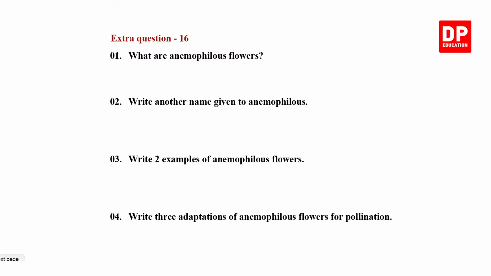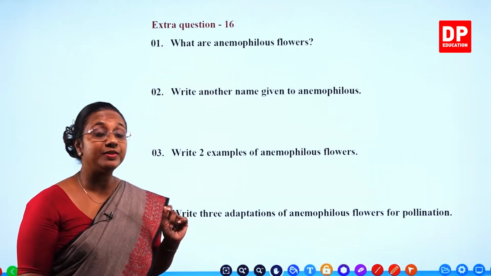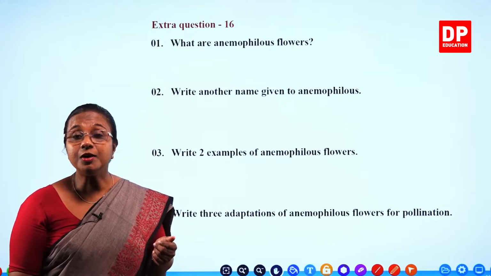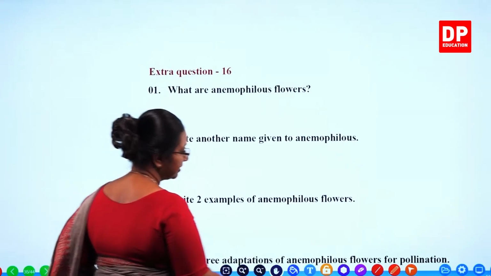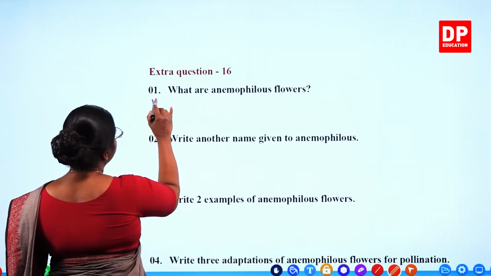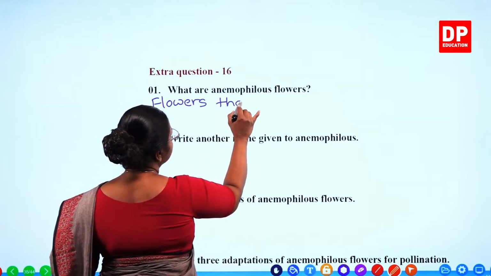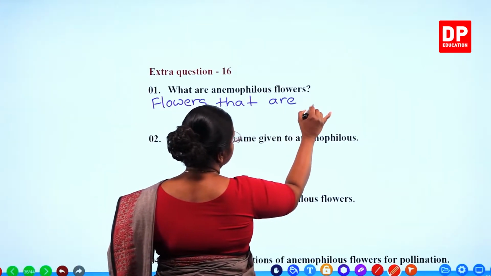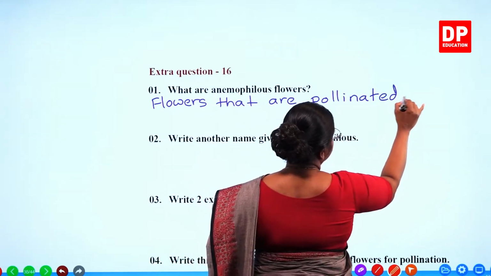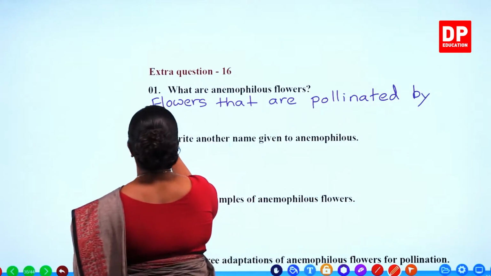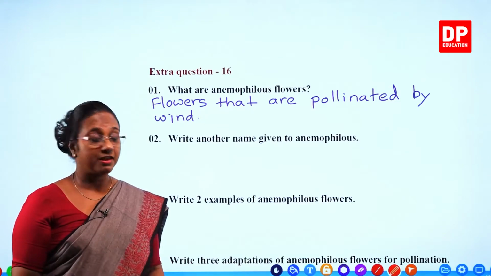Extra question 60. What are Anemophilous flowers? Flowers that are pollinated by wind. So here, if we write the answer, flowers that are pollinated by wind. Those are the Anemophilous flowers.